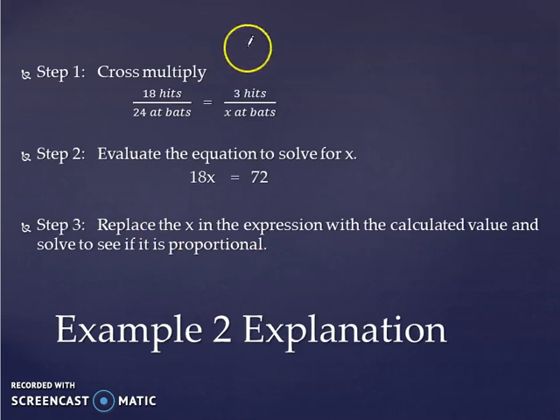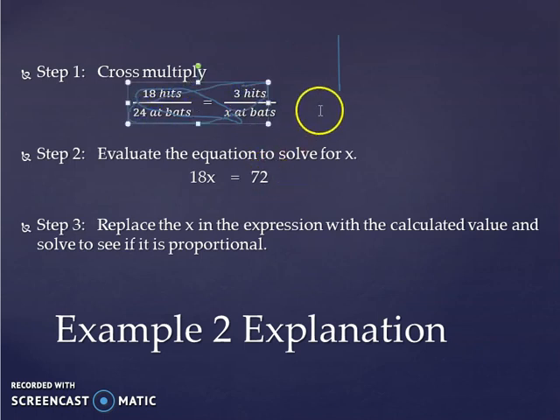So here we're going to do the exact same thing. We're going to cross multiply. So I have 18x, and I write that down here as 18x, and then I'm going to have 3 times 24, and 3 times 24 equals 72. So now I have an equation that I can solve.